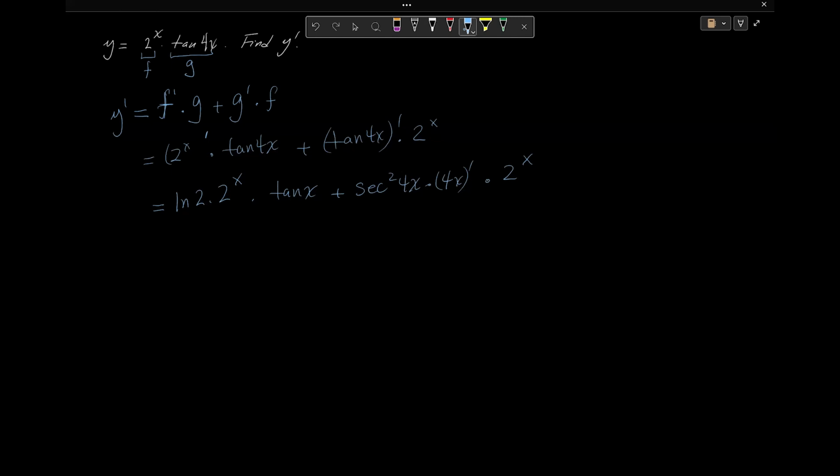We can factor out 2 to the x. ln of 2 times tangent 4x plus the derivative of 4x is 4. So 4 secant squared 4x. This is tangent 4x. So parentheses here is better. And that's all. There is the answer right here.